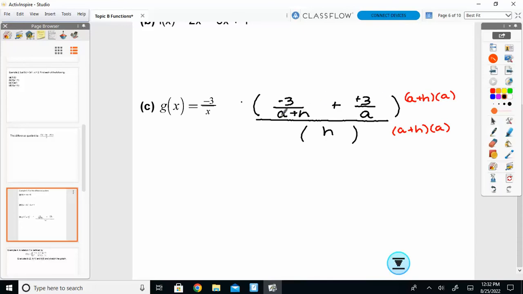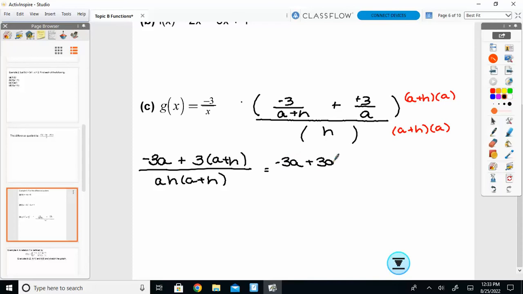When you distribute that to each term on the top, what happens in the first term? A plus h cancels, so you're left with negative 3a. Plus, the next term we have 3. The a's cancel, so it's times a plus h. And on the bottom we just have all this stuff. We can write it in any order, so I'm going to write a times h times a plus h. So if we distribute, we get negative 3a plus 3a plus 3h.